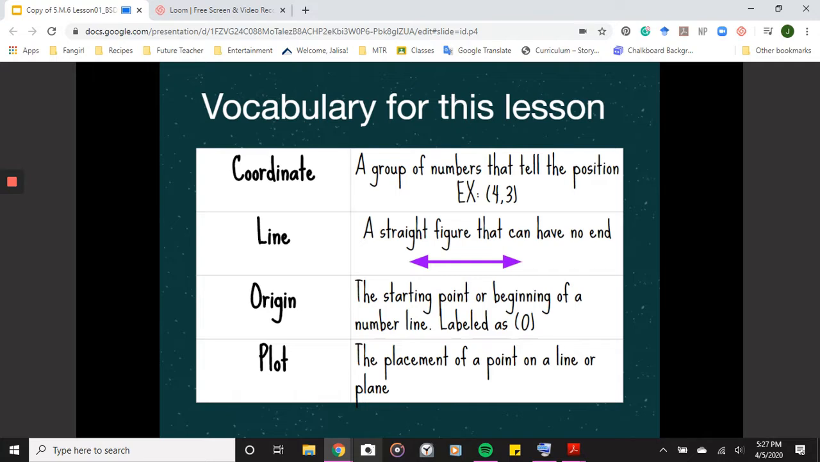Now, I made this definition a little bit vague, a little bit broad, not specific, because as we learn more about the coordinate plane, our definition is going to be a little bit more specific. But for right now, for our first lesson, it's going to be a little bit vague, less specific, broad, all the different synonyms for that word. But an example of a coordinate is like this.